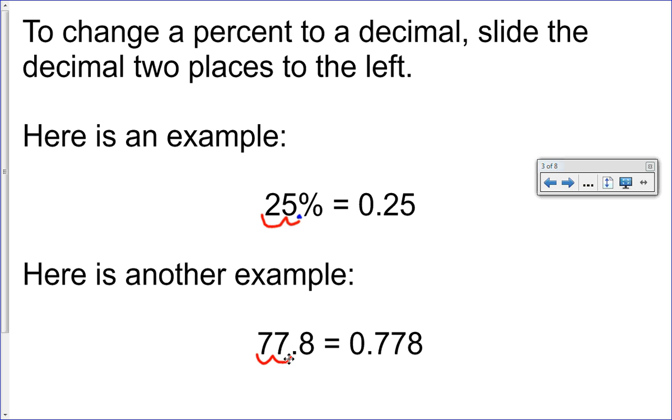I've got 77.8%, and the decimal actually starts after the second 7. So I move it 2 places, and that gives me 0.778.